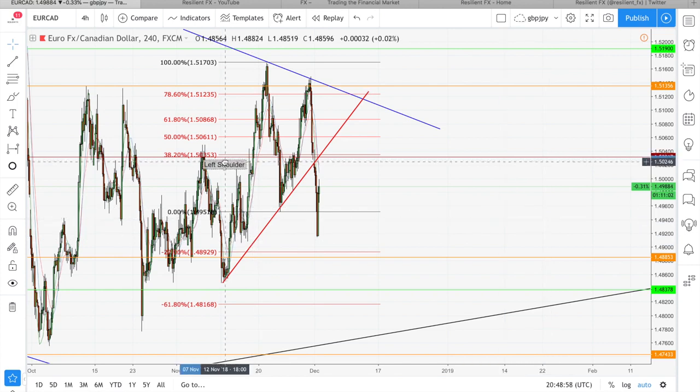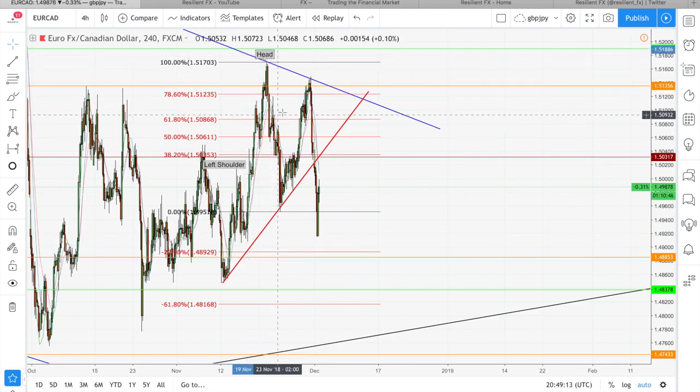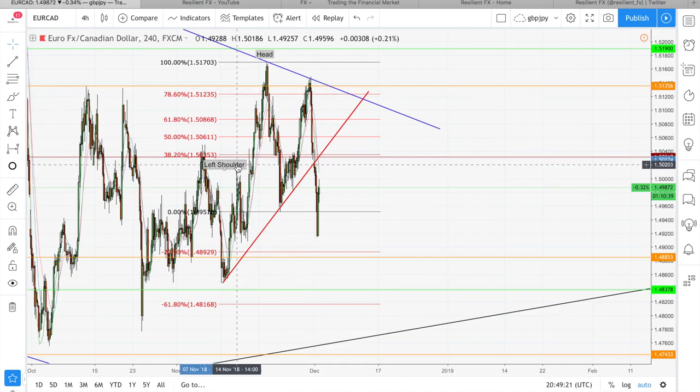So that right there is our left shoulder. From our left shoulder, you then go and make the head. As you can see, down, up, down, shot up to make the head, which is right there. From the head, we then see it test the neckline, which it did, it respected it. Went back up to create the right shoulder.